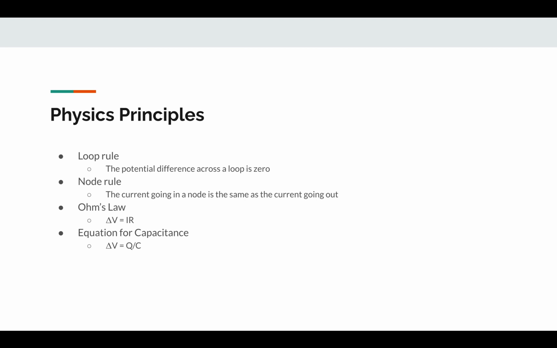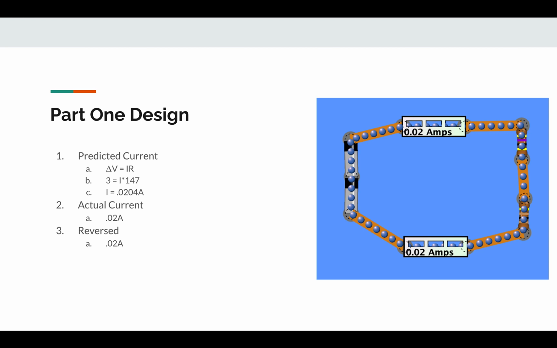the current goes where. Finally, Ohm's law, delta V equals IR, where I is the current and R is the resistance, calculated in ohms. And then the equation for capacitance, which is delta V equals Q over C, where C is capacitance.